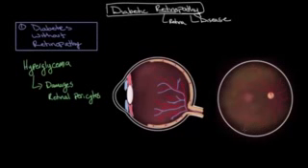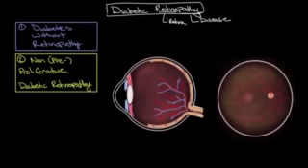So therefore, early in the course of diabetes, individuals will not necessarily have visual disturbances or signs of disease on exam. However, this does not necessarily mean that the damage is not occurring. It's just not detectable. And the next stage of diabetic retinopathy is that of the non- or pre-proliferative diabetic retinopathy.